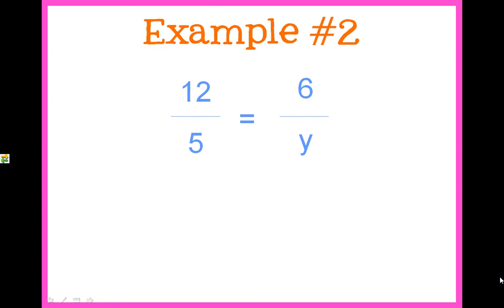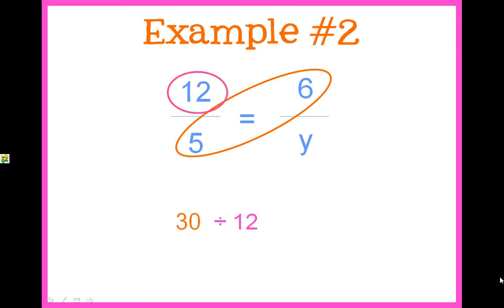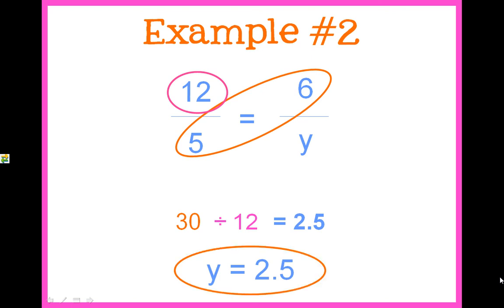Okay, so we're going to look here at example number 2, and the best method to use in a problem like this, you can either simplify to equivalent fractions, or you're going to cross multiply what you can, which is 6 times 5, which will give us 30. Divide by what's left, which is 12, and 30 divided by 12 is 2.5. So y is equal to 2.5. That's all you do: cross multiply, divide by what's left.